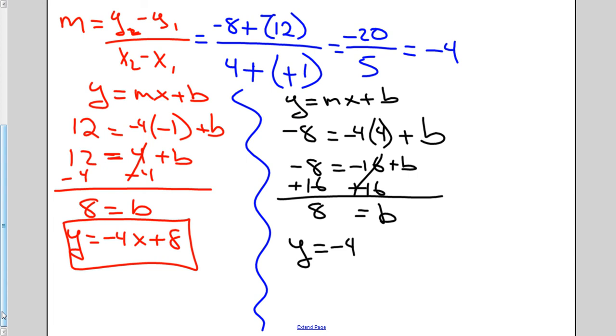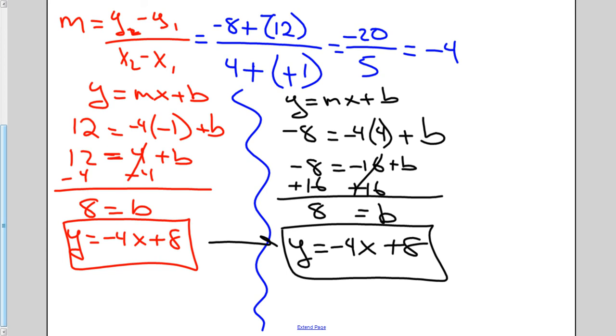Plugging into my formula, I get y is equal to -4x plus 8. And lo and behold, both equations must be the same.